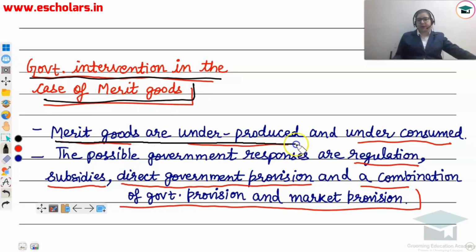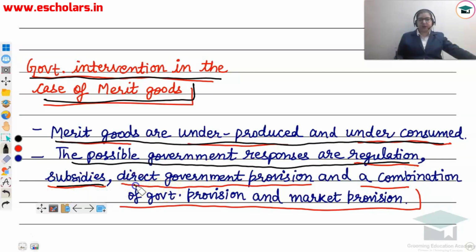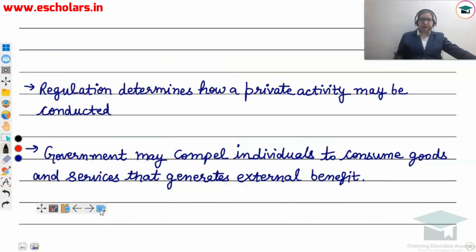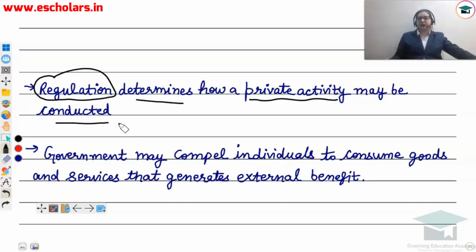Merit goods are underproduced and underconsumed. The possible government responses are regulation, subsidies, direct government provision, and a combination of government provision and market provision. Also, regulation determines how a private activity may be conducted. For example, the government regulates the actions of the private schools, right? The government regulates how education is provided to the people living in the society.